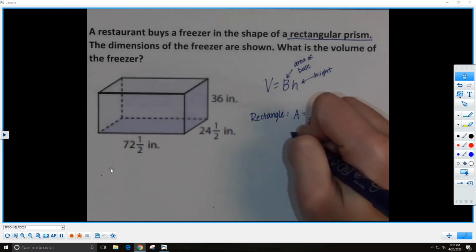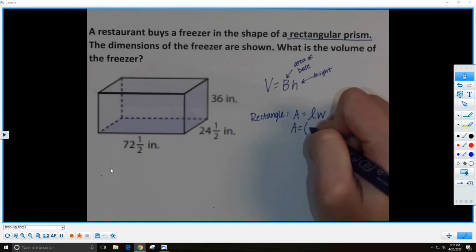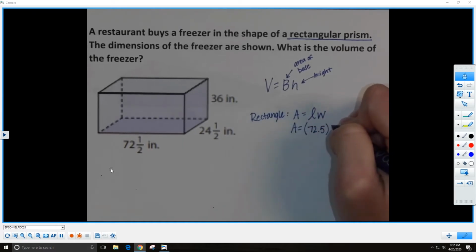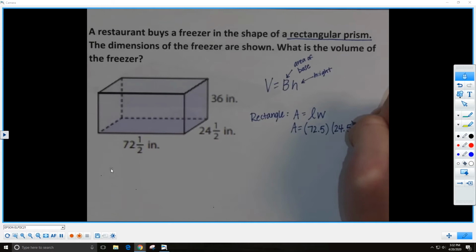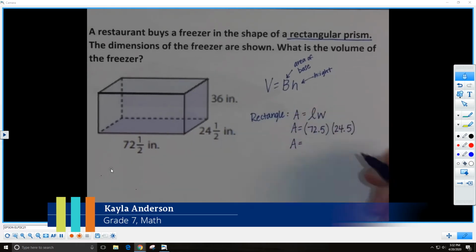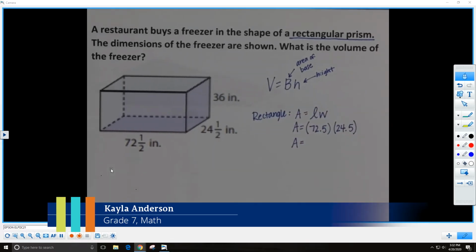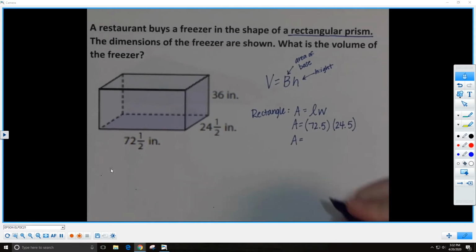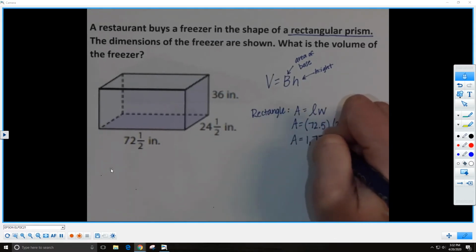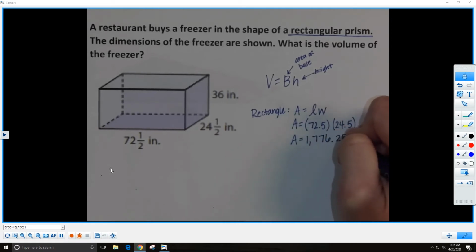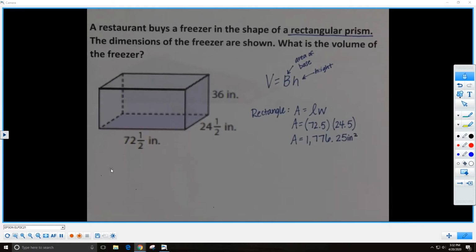All right, so we said area equals length times width. So this is a 72.5 by 24.5 inch rectangle. So you're welcome to use your calculator for this if you have it. You should have multiplied those two numbers together, and I hope that you got 1,776.25 square inches. Remember, the area is in square units. Okay. So I hope that you got that, but we don't have the volume of this rectangular prism yet. We have the area of the base. We don't have the entire volume.